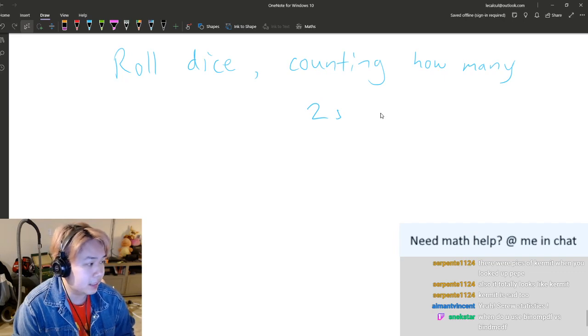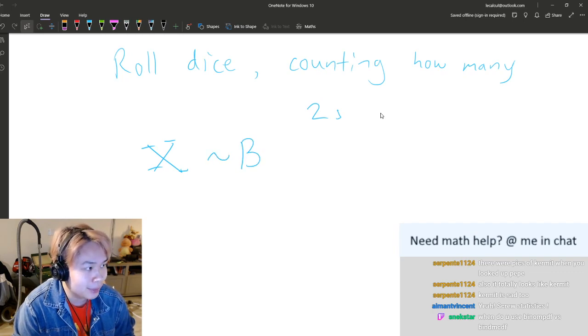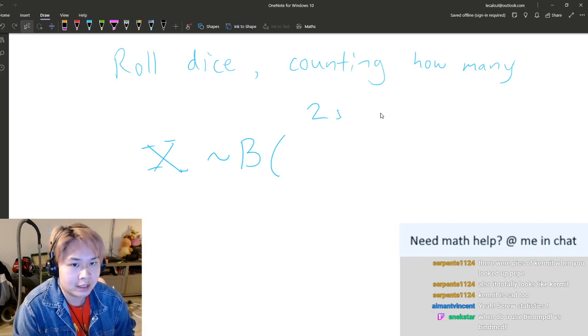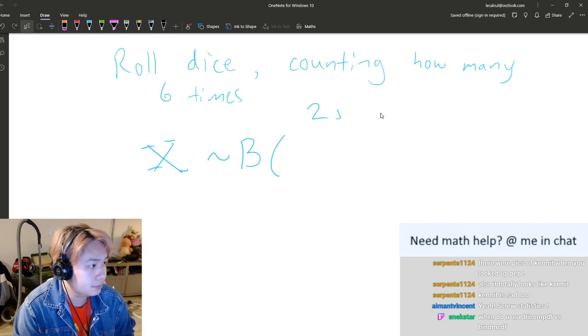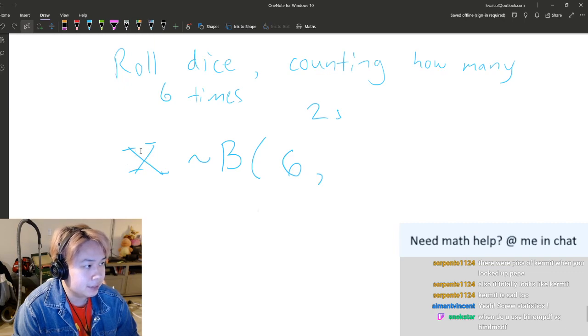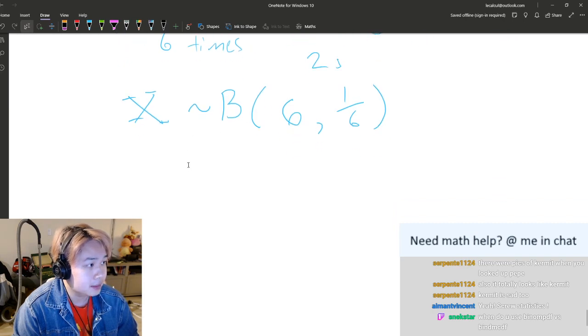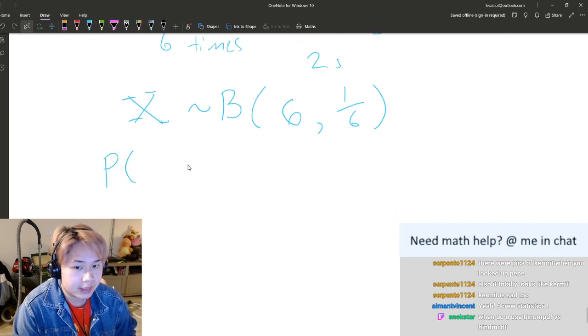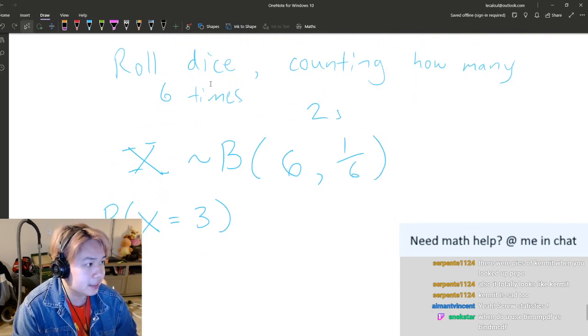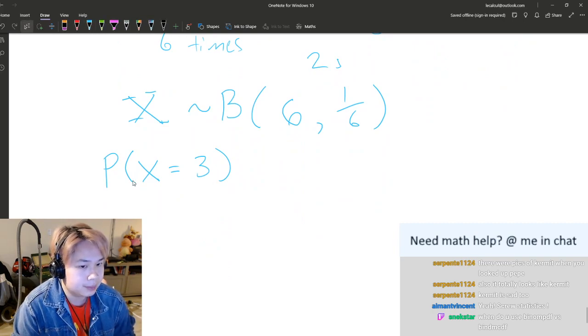So you can say that in this one, your variable x, which is counting twos, is binomially distributed. And let's say you roll it 6 times, right? So the way it's written is, okay, your counting of twos is binomially distributed. You have 6 trials, and the probability of getting a 2 is 1 out of 6. So now we can ask the question, well, let's say you roll the dice 6 times and we want to find out what's the probability of getting 3 twos in 6 dice rolls. So then this is a binomial PDF.